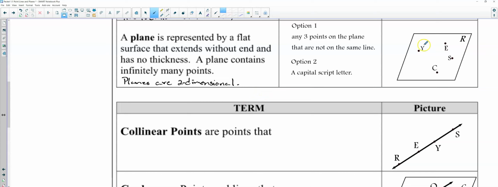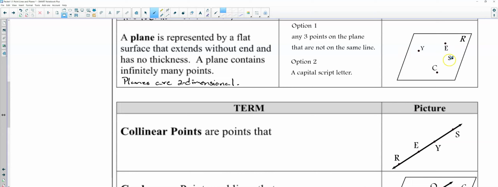Now, how do we name planes? Well, we name it by that capital script letter that is in a corner somewhere representing a plane. Remember, we draw a plane like a parallelogram, but the plane does not have an ending. It keeps going forever and ever. So don't think that the plane ends there, because you've got to think that it goes through space in this flat surface, and has no end.